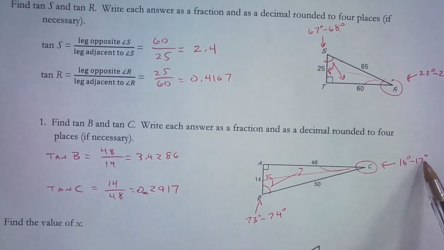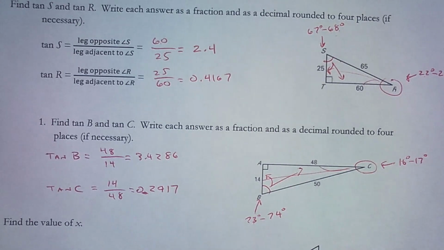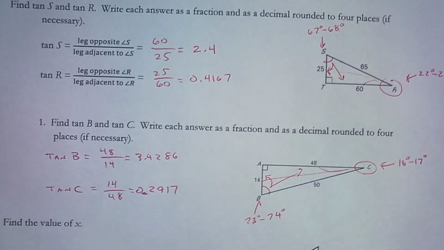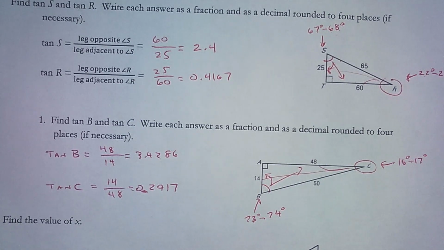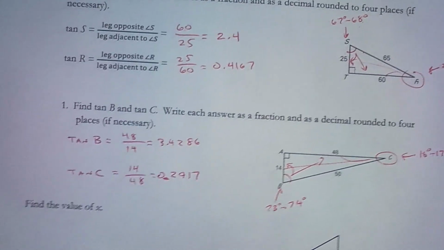Okay, 73 plus 17 happens to be 90. 74 plus 16 is 90. So whatever decimal this would actually work out to, plus the decimal this one actually works out to, would add up to exactly 90 degrees. And in a future lesson, we'll actually be able to narrow that down to a very specific decimal value.